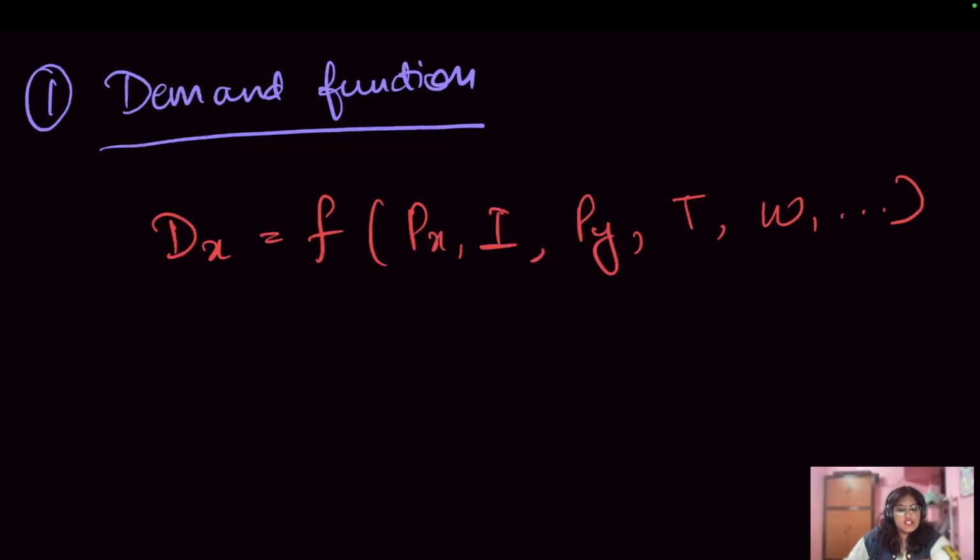Now, what are these determinants? So, what it means for a business is, like suppose the price of the product, price of the good.